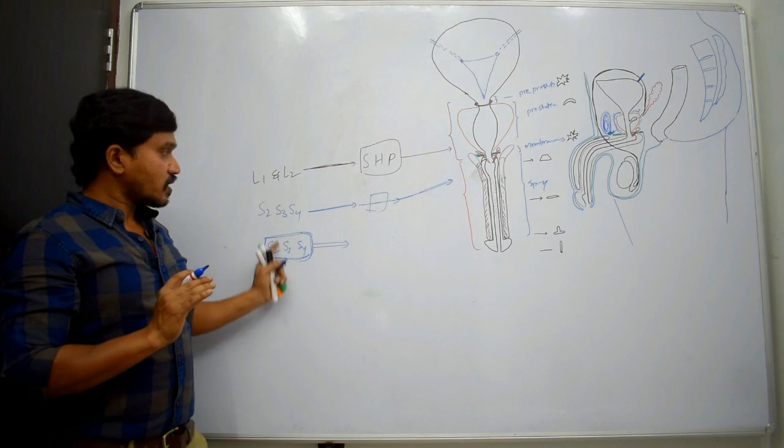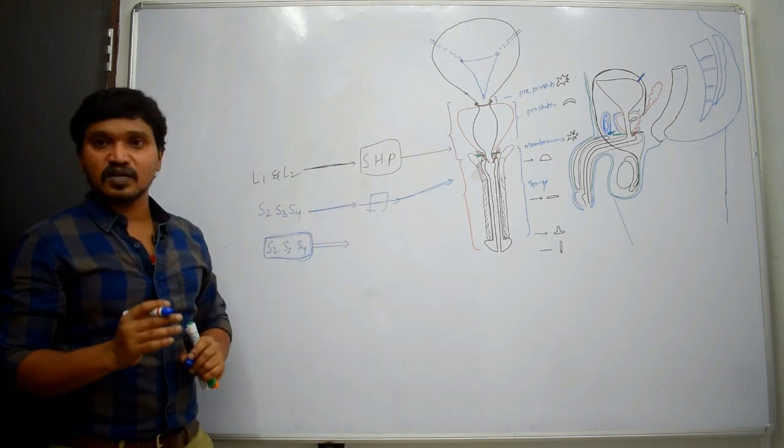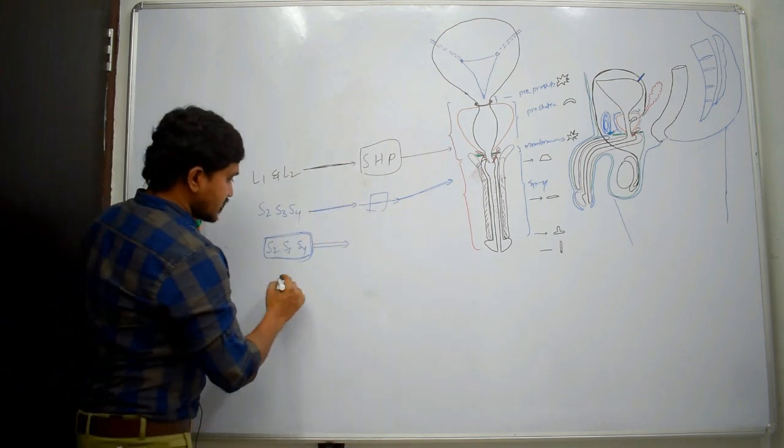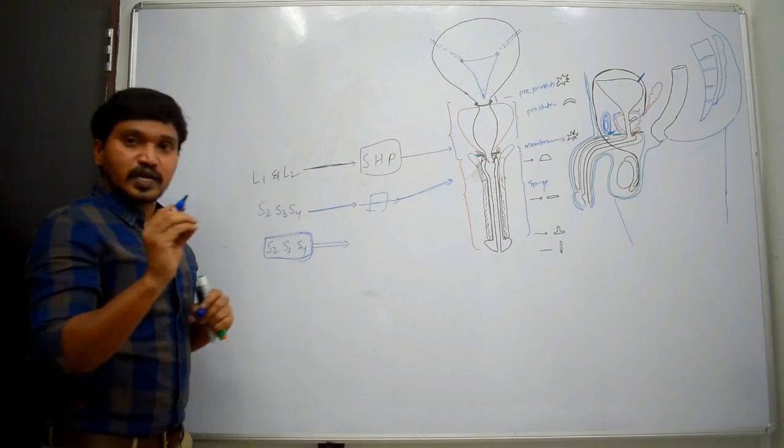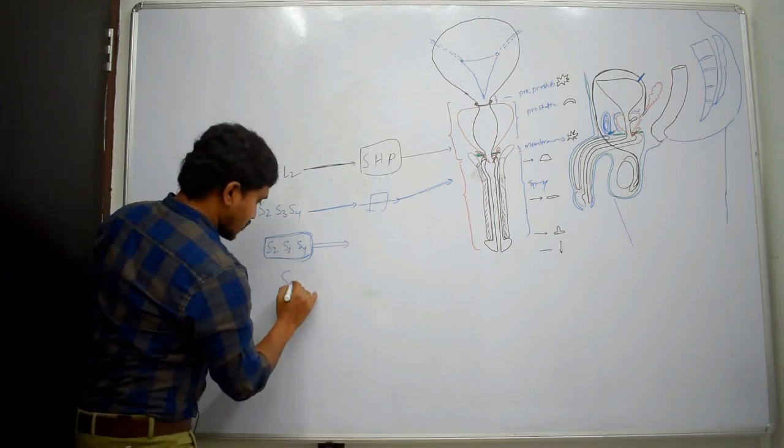Actually the nerve supply of the external urethral sphincter is controversial, but according to some authorities there will be one nucleus which is present in the S2 spinal segment.